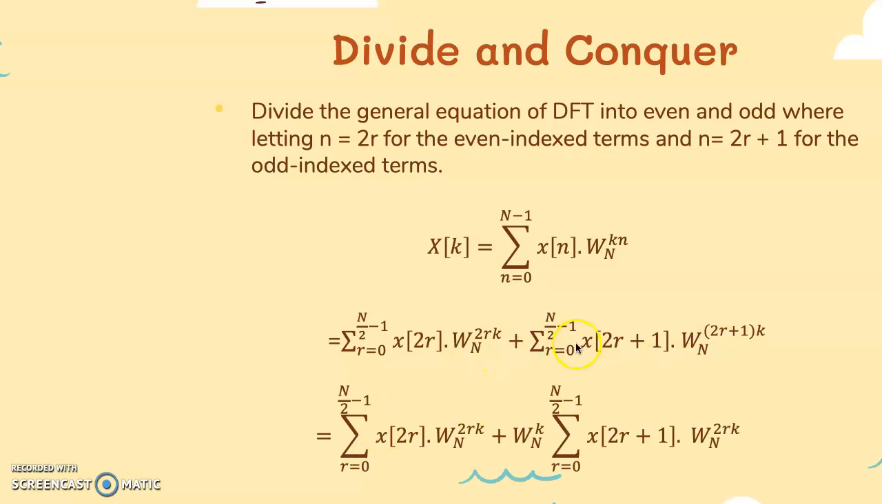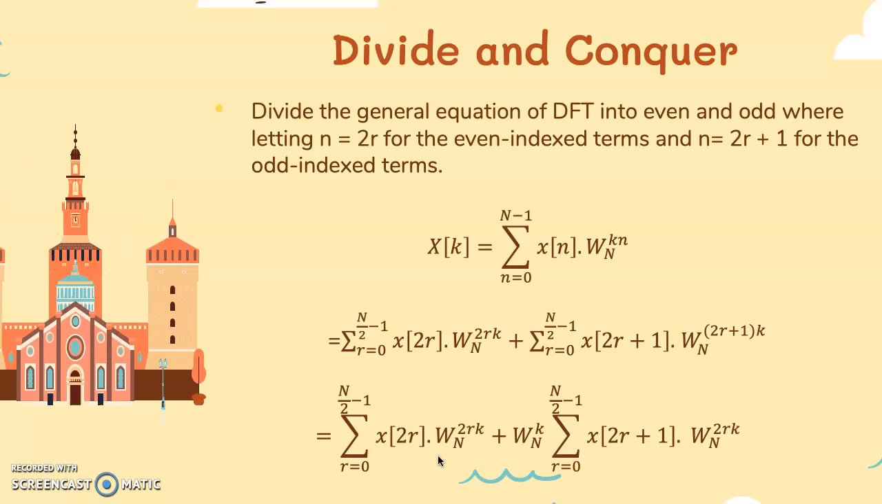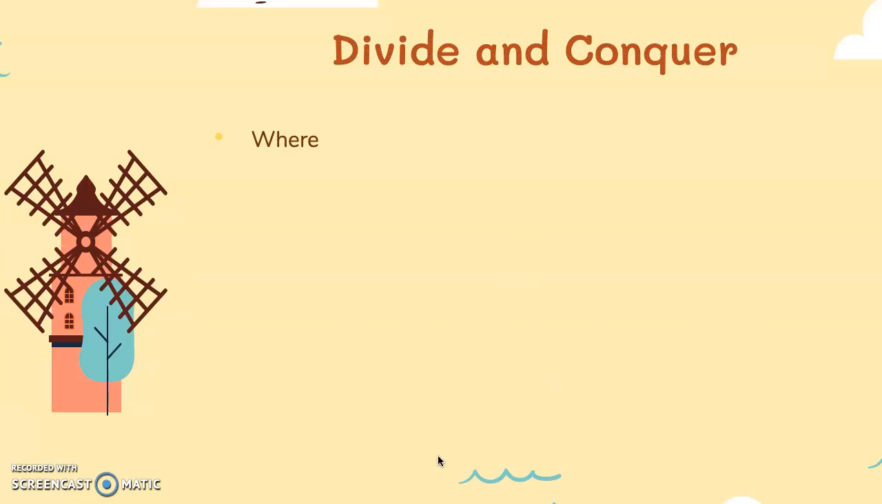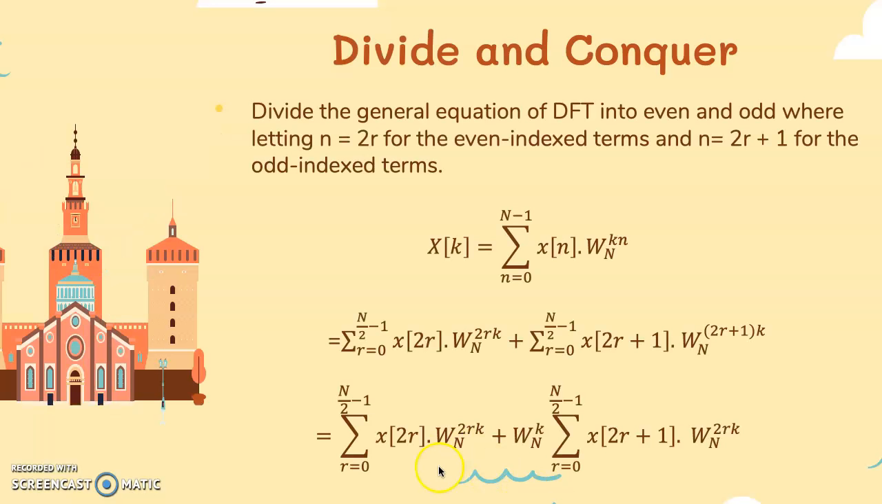Okay, so we want to remove this constant value, because W_N^((2r+1)k) you can write as W_N^(2rk) times W_N^k. We want to split that, so it becomes W_N^k here. The rest remain the same. And you can see here this is 2r and this is 2r plus 1. So in divide and conquer, this is even, and then this is odd.